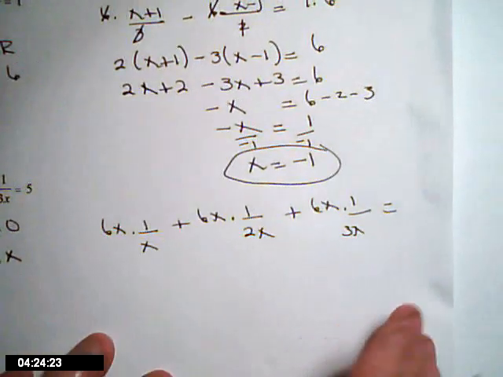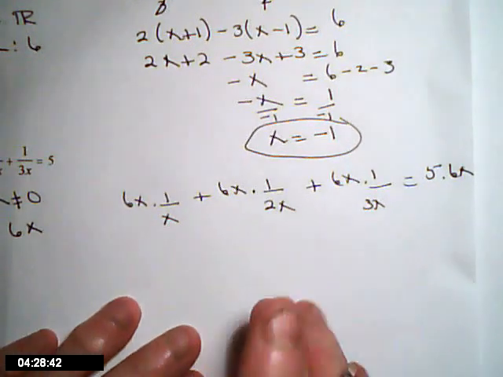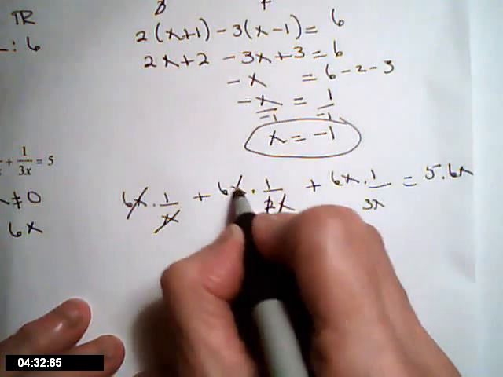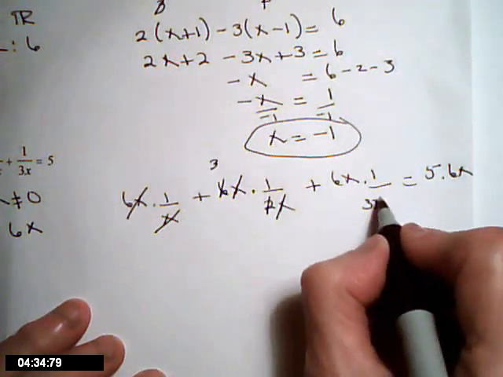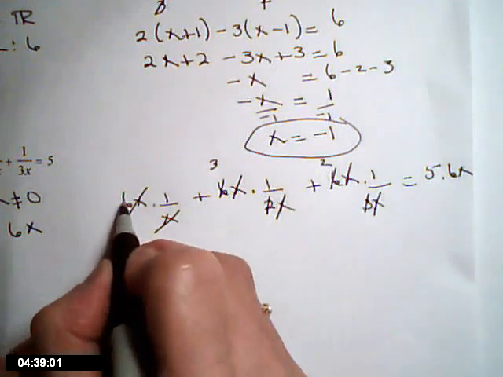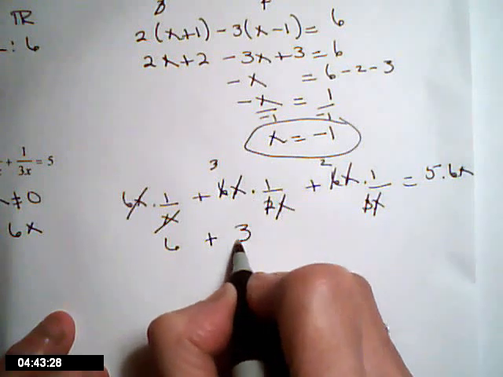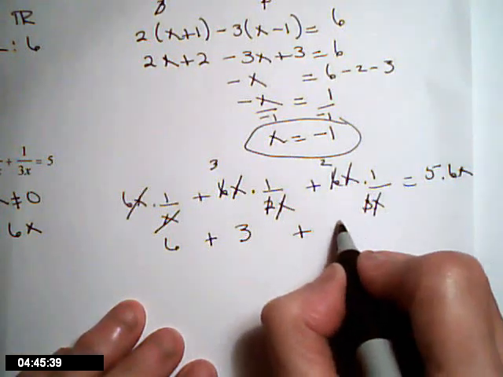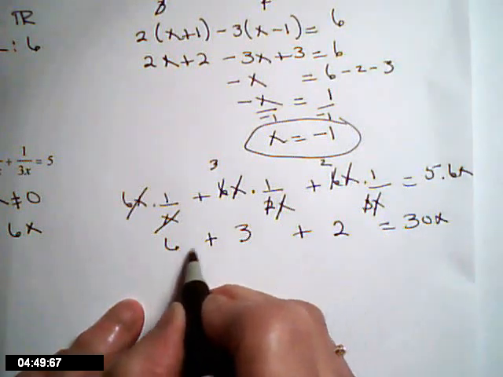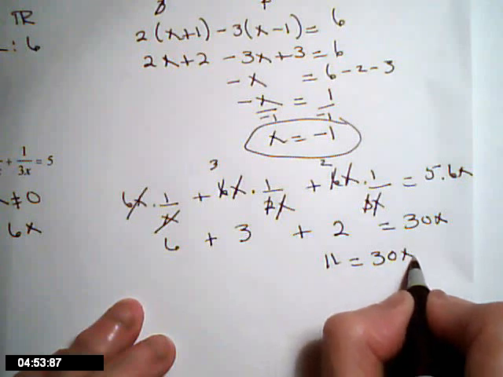So this way you can read it. Now, we'll reduce here. X will divide, 2 will divide into 6 3 times, x will divide out, 3 will divide into 6 2 times. Now I have 6 times 1 is 6, plus 3 times 1 is 3, plus 2 times 1 is 2, equals 30x, or 6 plus 3 plus 2 would be 11, equals 30x.